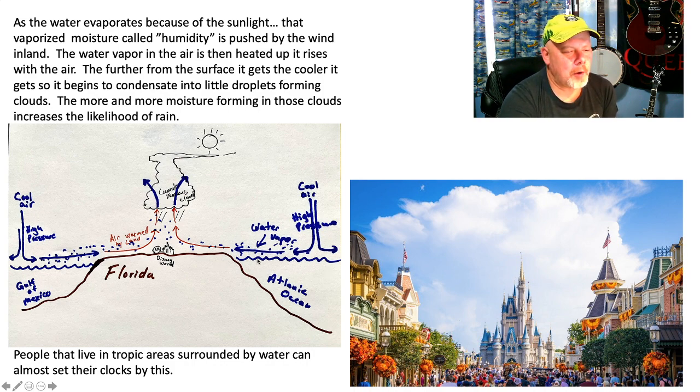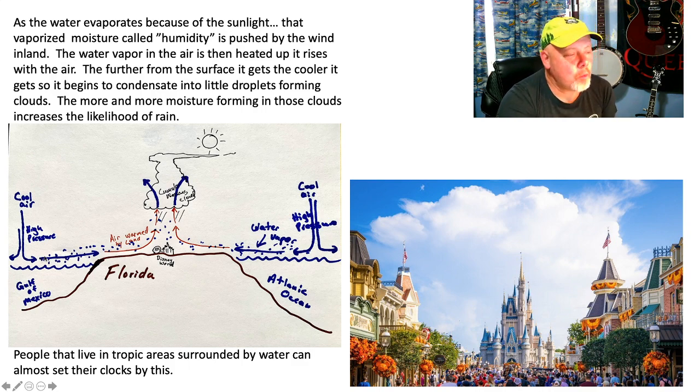Over here we have the ocean, the Atlantic Ocean, and on the other side of Florida we have the Gulf of Mexico. Now what happens in Florida is that on a hot summer day, the water is going to be cooler than the land. The land is heating up. However, the sunlight, that radiation from the sun, is still heating up the water in the ocean and the Gulf. And when that happens, it's going to cause that water to evaporate. So all these little dots are evaporated water, water vapor.